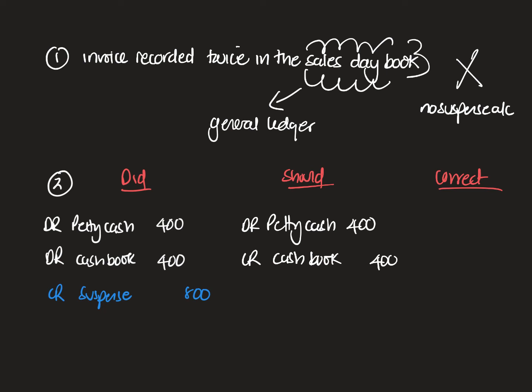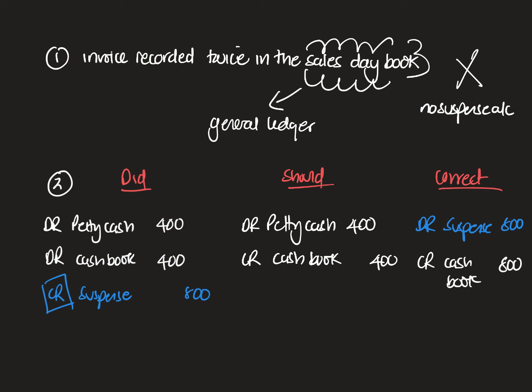So in terms of correcting this double entry, how do we correct it? Well, whenever you have a suspense account under the did column, to correct it, you always want to reverse out what you've done. So currently it's on the credit side, so to correct it, we're going to debit the suspense by the 800. Where's the other side going to go? Well, clearly in this transaction, the entry to the cash book hasn't been posted. And we're also going to credit the cash book 800.